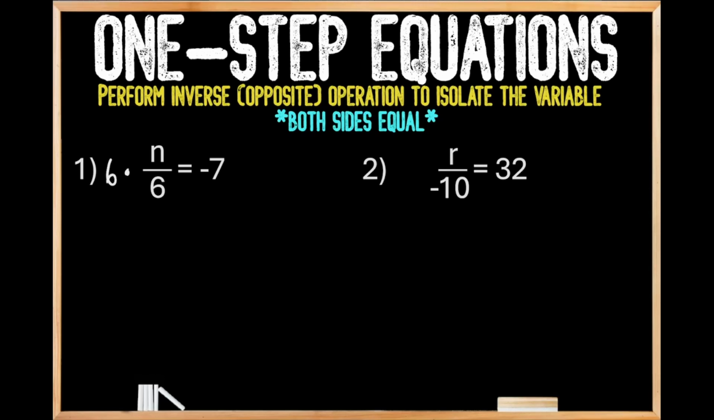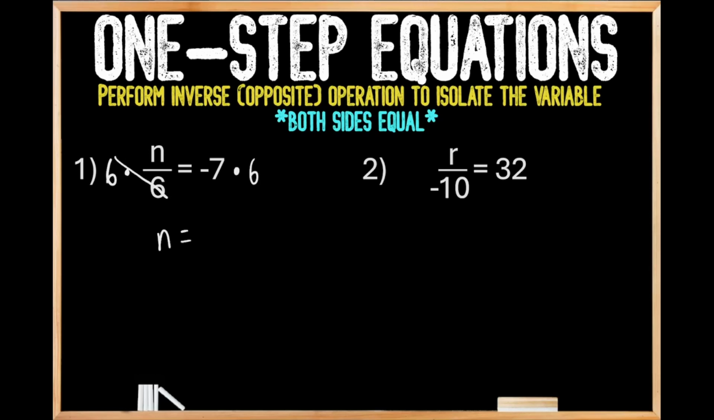But this brings up a very important point, which we can see highlighted in blue, which is that we need to keep both sides equal. So since we're multiplying the left-hand side of this equation by 6, we need to do the same thing to the right side of this equation as well. Starting out with the left-hand side here, multiplying by 6 and dividing by 6 cancel each other out, so now our variable of n is isolated.